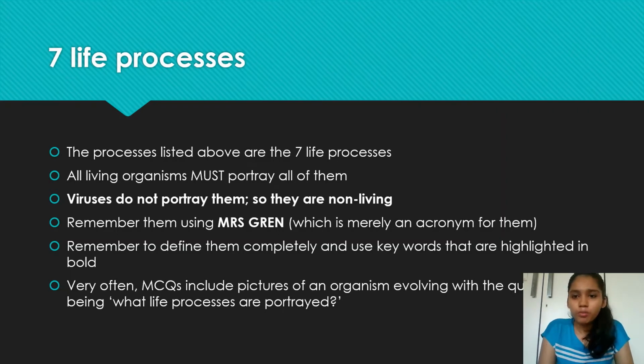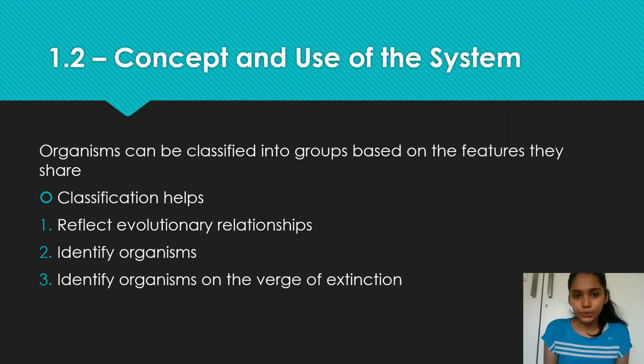So we finished 1.1 and now we will be doing 1.2. That is the concept and use of classification systems. Again, really easy. You just need to be able to state that organisms can be classified into groups based on the features they share. That's it. Okay, so classification helps.